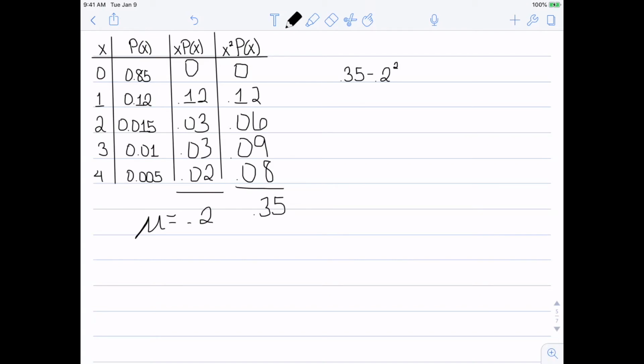The next step would be to subtract the mean squared, so we subtract 0.2 squared, and that gives us 0.31. So then our final step would be to take the square root. And we get that the standard deviation is approximately 0.56.